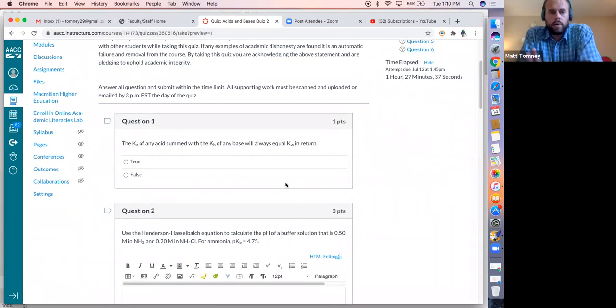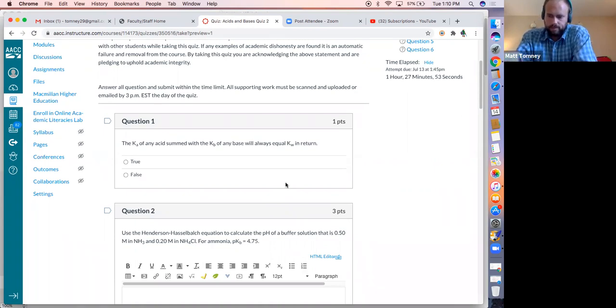Okay, question 1. The Ka of any acid summed with the Kb of any base will always equal Kw in return. This is false. So this will only apply when you have a conjugate pair that you are working with.